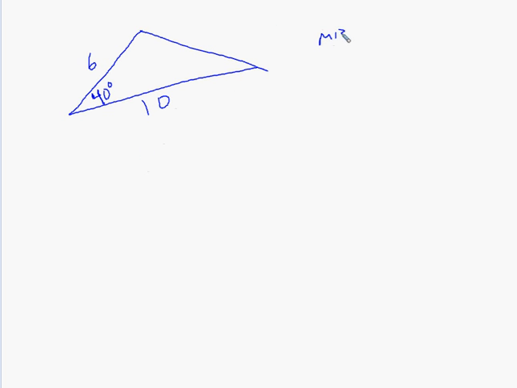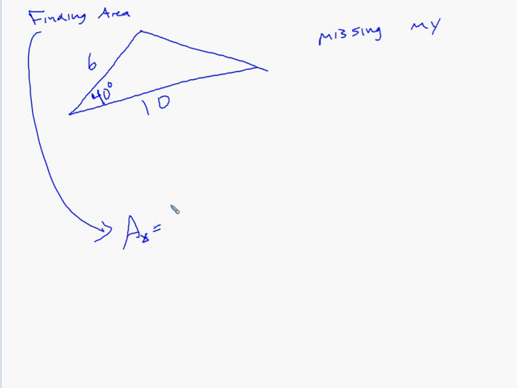Now, I am missing what? The other side. Well, yeah, I'm missing this side, but I'm finding area. And in order to find the area of a triangle, what's the area formula for a triangle? Base times height divided by 2. I am missing the height.